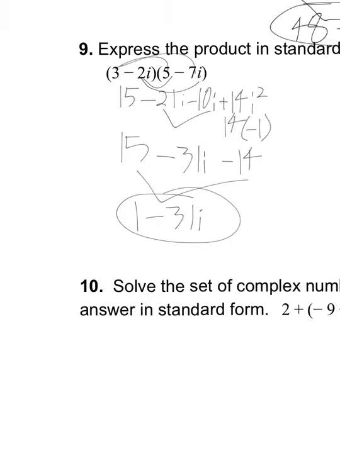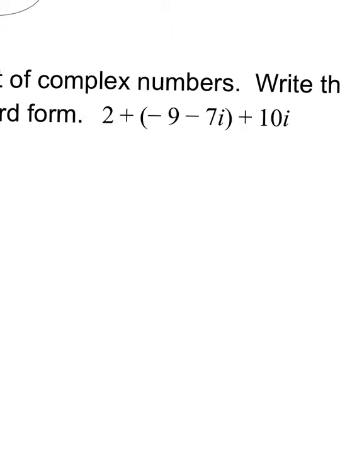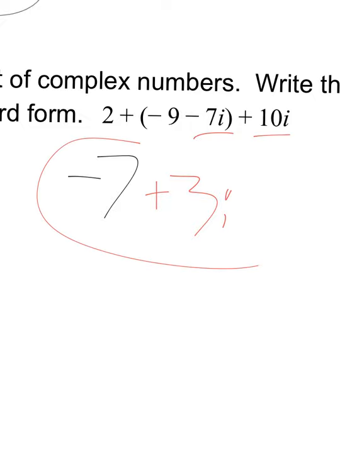And then the last one I wanted to go over is just this addition one. Addition signs do nothing. They don't change any signs. So what's 2 minus 9? Or 2 plus negative 9 is 2 minus 9. That's negative 7. And then what's negative 7i plus 10i? That would be 3i. So that's the final answer.